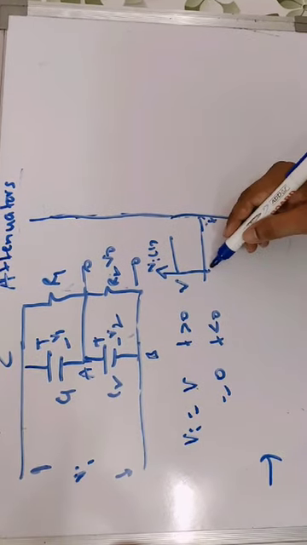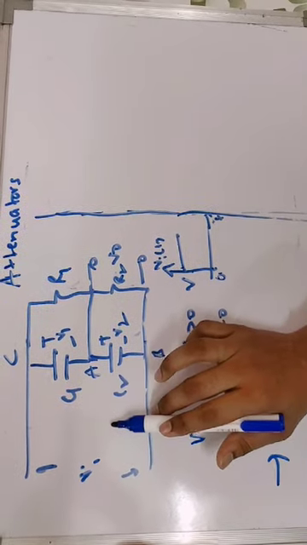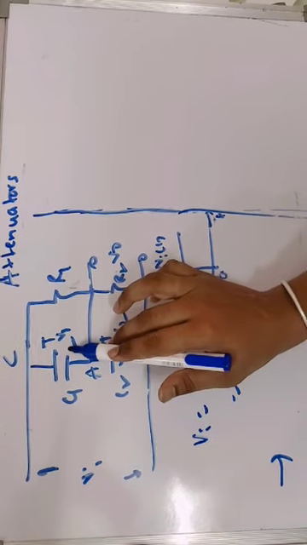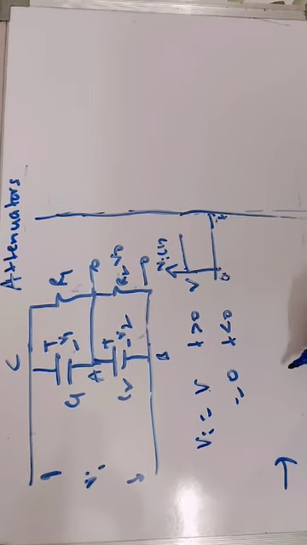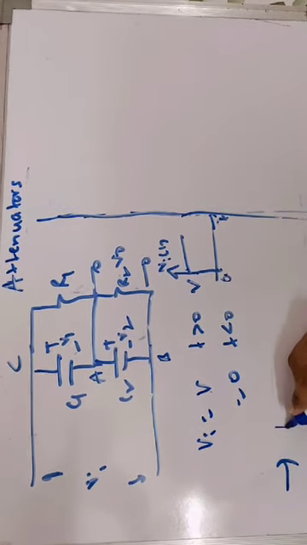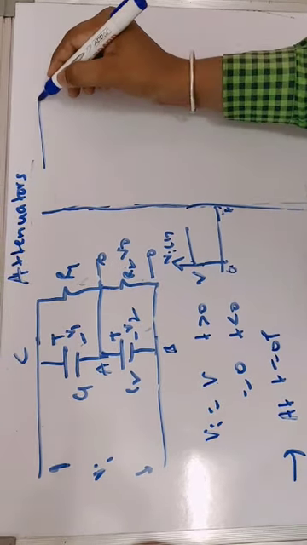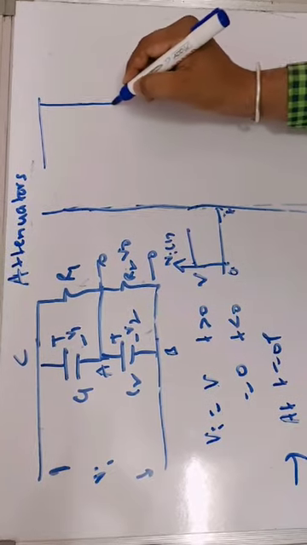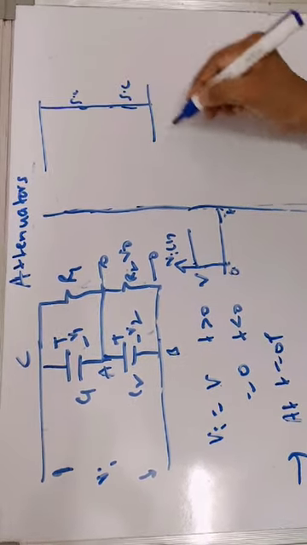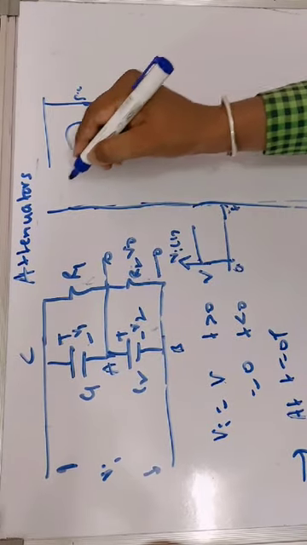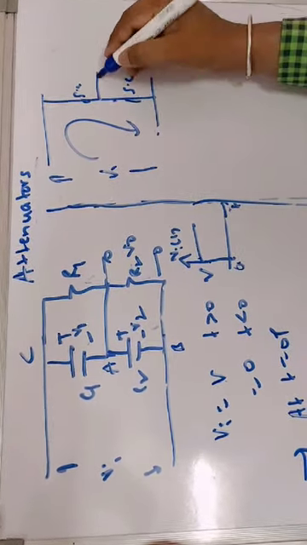So at t is equal to 0, the input is suddenly changing from 0 to V. The capacitor does not allow sudden changes, therefore they are short circuited initially. So we will see the effect of these capacitors at t is equal to 0 plus. At t is equal to 0 plus, the capacitors here are considered as short circuited. When the capacitors are short circuited, the maximum current will be flowing in this loop.